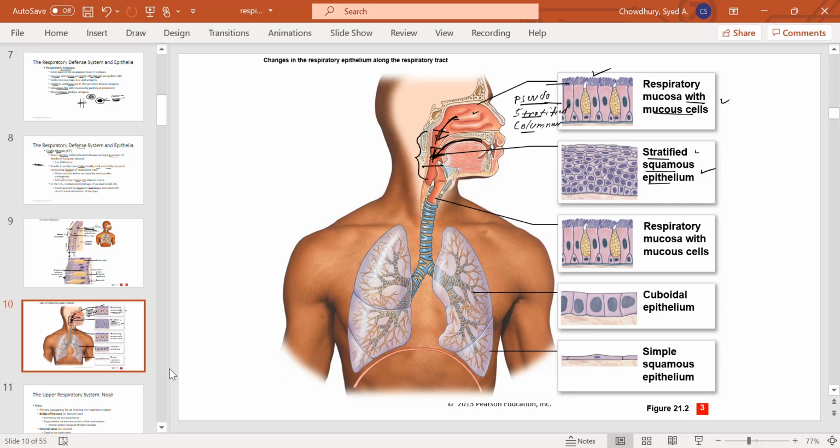So that's why it is not pseudo-stratified but stratified squamous. Also the last part, both air and food pass, right? So it is stratified squamous. So the second part and third part of your pharynx is lined by stratified squamous, but the upper part is lined by pseudo-stratified columnar, because in the upper part only air passes. However, in the middle part and lower part, you have both air and the food pass through it.